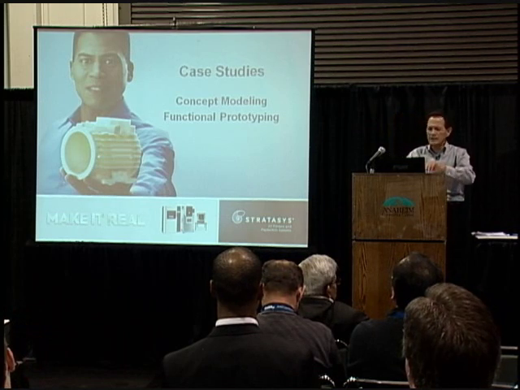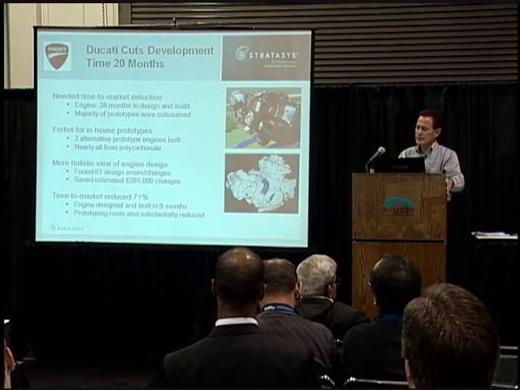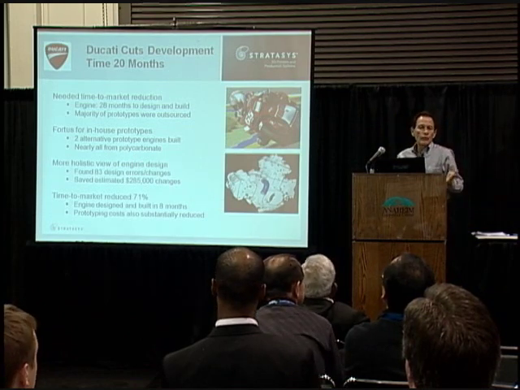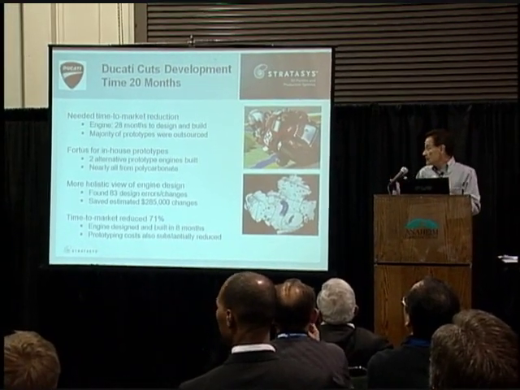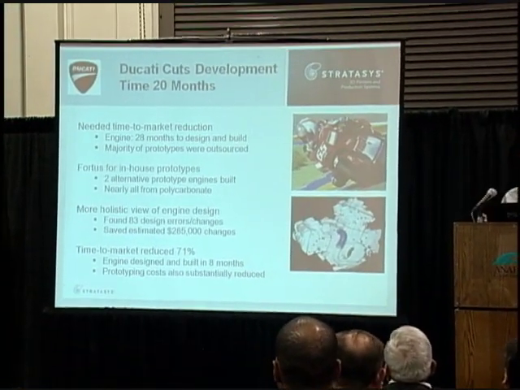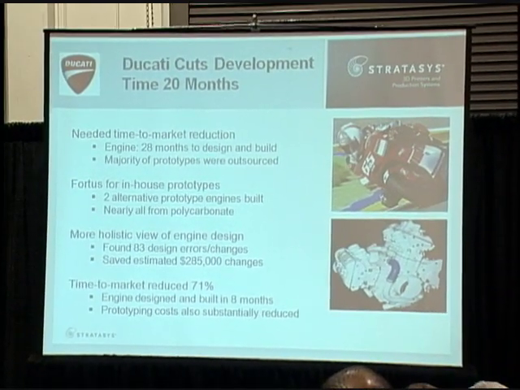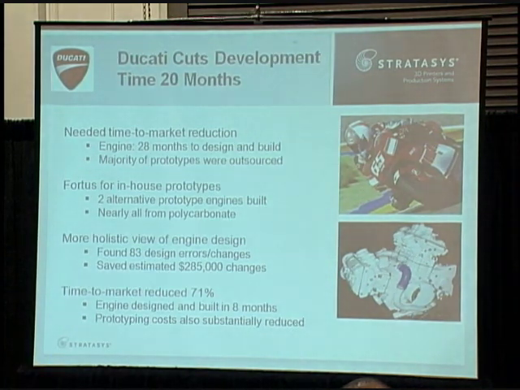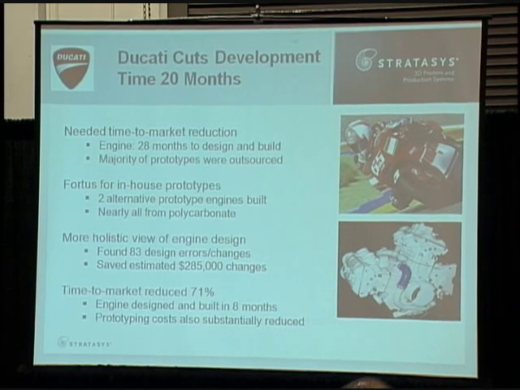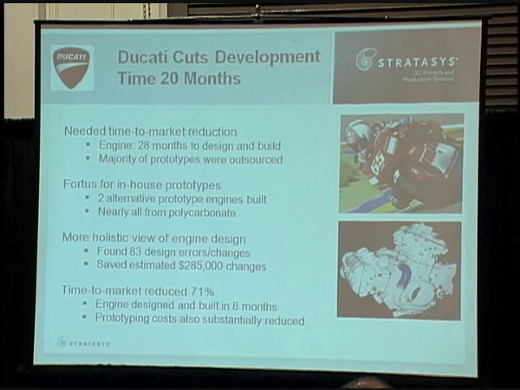Now let's look at some case studies as we move through here. Could have talked about concept design. One of ours, Ducati, racing motorcycles, all of that, where they took an engine that took them 24 months to design and build, and reduced that by 71%. I'm not going to read it to you, but look at the amount of design changes and errors that they found by using additive manufacturing to verify their parts as they went through, the dollars that it saved them before they got to production, and how they just compressed that whole time to market.